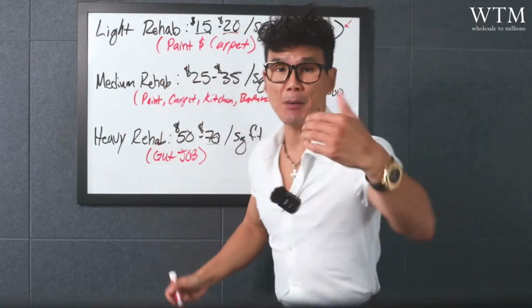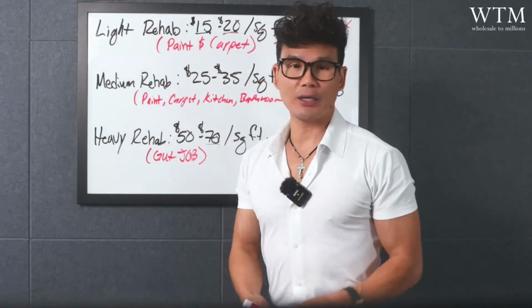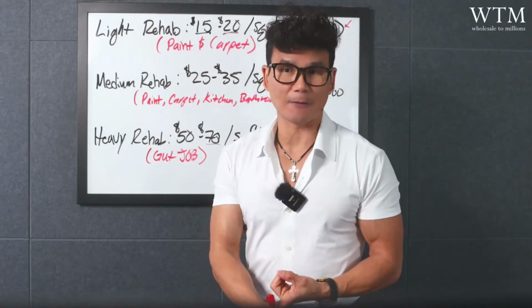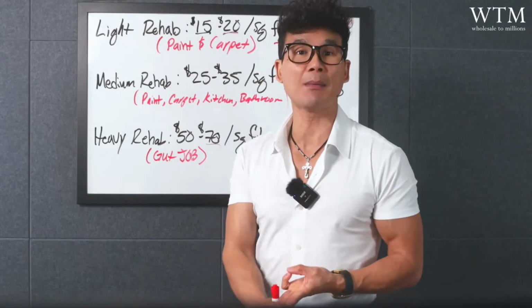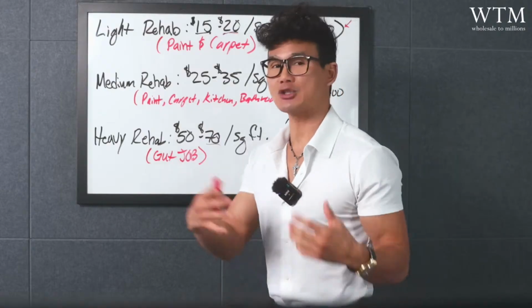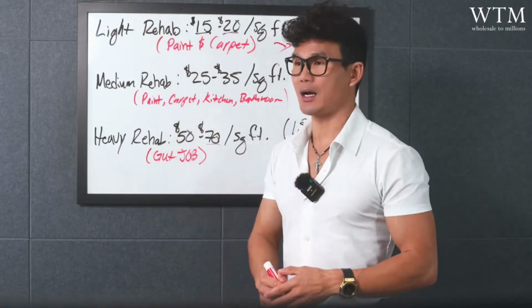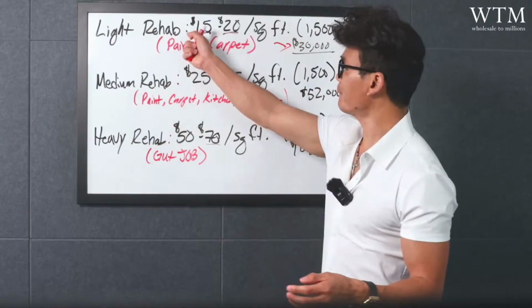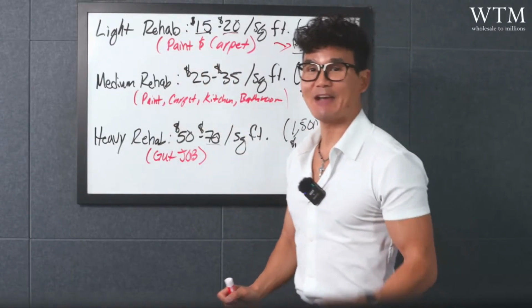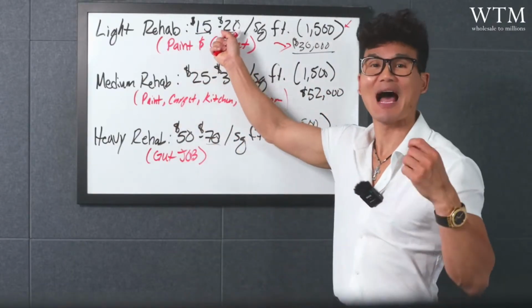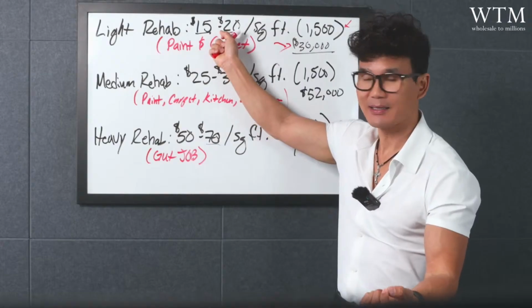Now, if you're in a cheaper market, how do you know you're in a cheaper market? Well, you look at cost of living, house prices, and the minimum wage. So if you're in a place like Columbus, Ohio, go with $15. If you're in a more expensive market, always go with the higher numbers, okay?